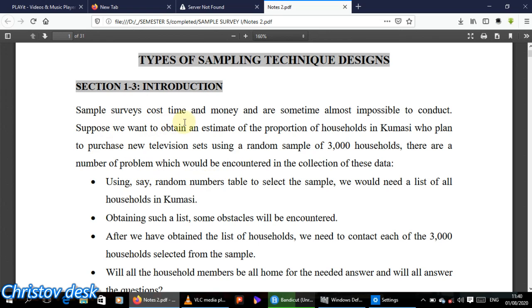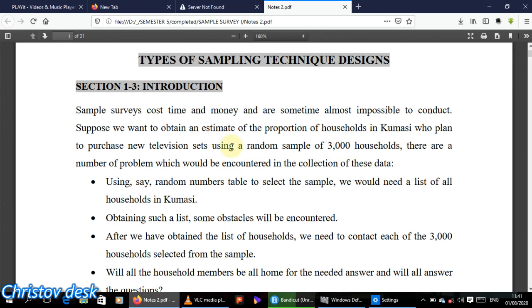Sample surveys cost time and money and are sometimes almost impossible to conduct. Suppose we want to obtain an estimate of the proportion of households in Kumasi who plan to purchase new television sets using a random sample of 3,000 households. There are a number of problems which would be encountered in collection of these data. So this is a typical example.